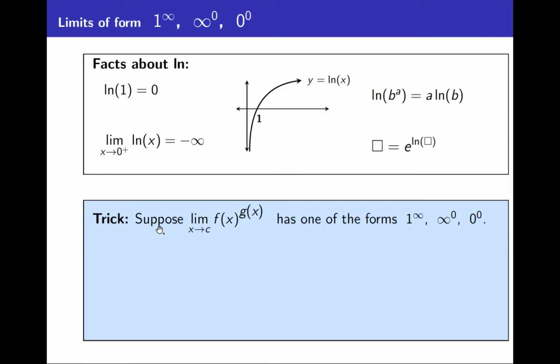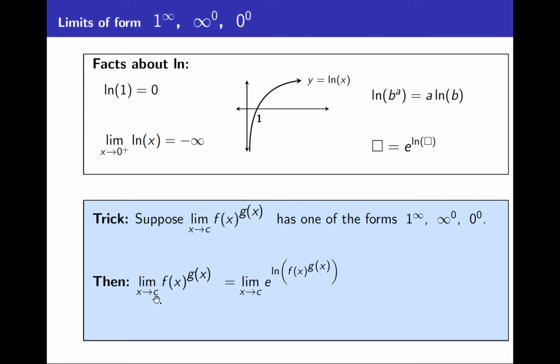Here it is. Suppose the limit as x approaches c of f of x to the power of g of x has one of these 3 indeterminate forms. Like for the first one, f of x is approaching 1 and g of x is approaching infinity, and so on. Here's what we are going to do.